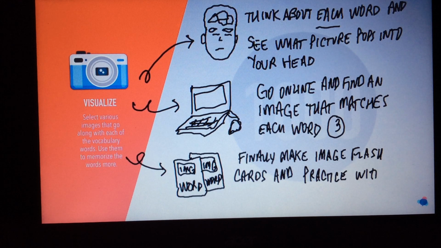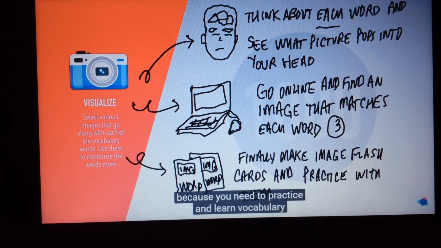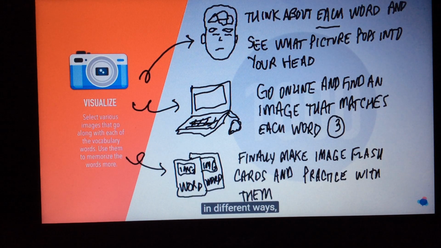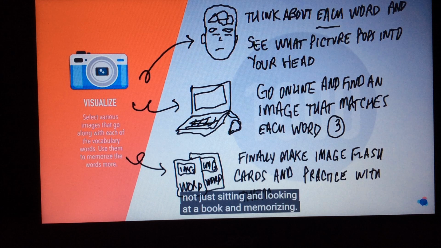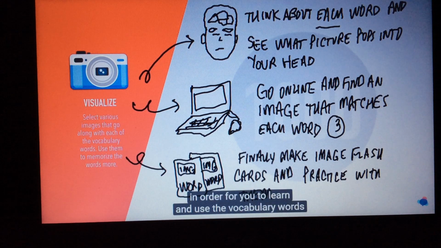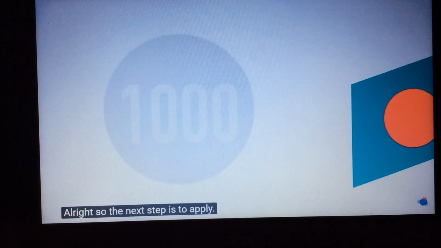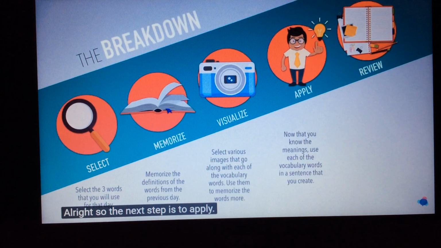with them. Remember, these steps are so important because you need to practice and learn vocabulary in different ways, not just sitting and looking at a book and memorizing. Your brain needs to see things that are visual and connected to different situations in order for you to learn and use the vocabulary words. So let's keep going. Alright, so the next step is to apply.